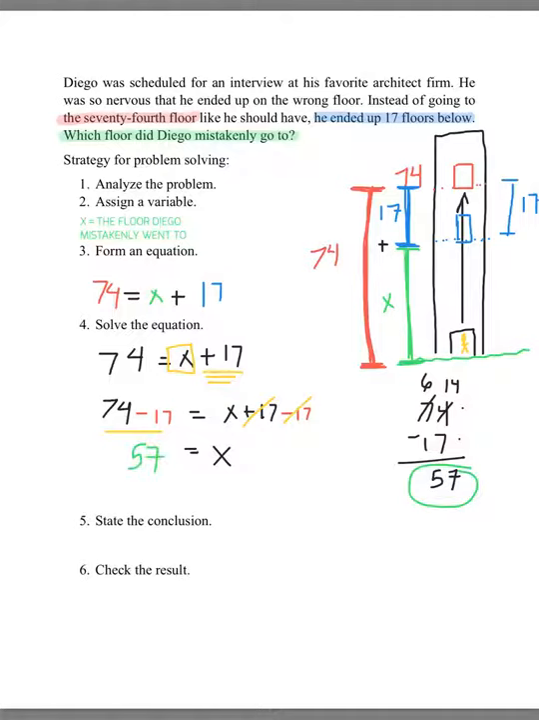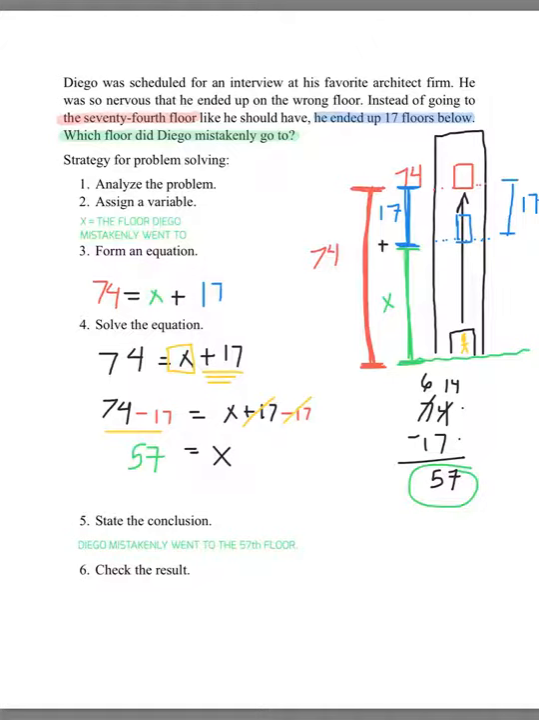Let's say our conclusion clearly. Since the question was which floor did Diego mistakenly go to, our conclusion is going to say Diego mistakenly went to the 57th floor. Again, our conclusion is simply the question asked, reworded in the form of a statement. Now the last step is to check the result.